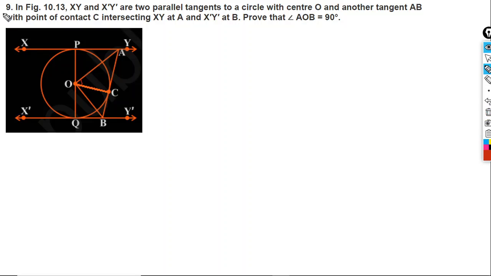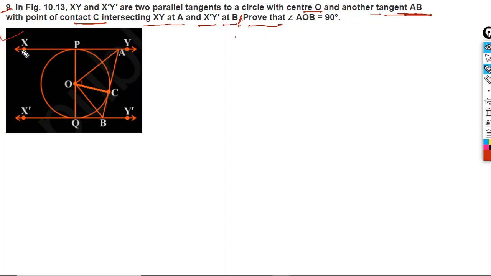Today we are going to discuss question number 9. In figure 10.13, XY and X'Y' are two parallel tangents to a circle with center O, and another tangent AB with point of contact C intersects XY at A and X'Y' at B. Then prove that... Okay, this much is given to us.